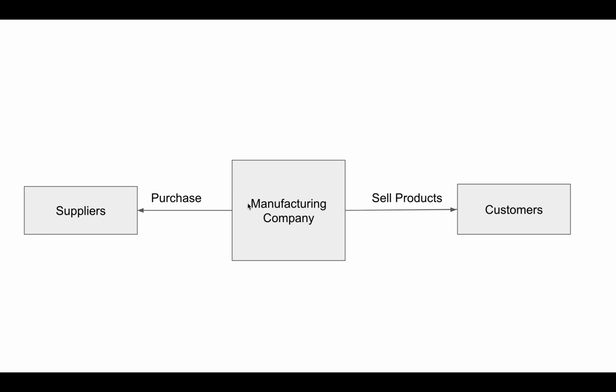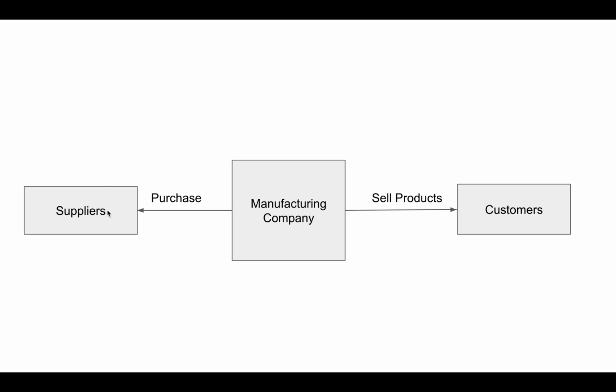Okay, so here the manufacturing company purchases raw materials from different suppliers. All this process of purchasing raw materials is a set of activities, a procurement process. Call it a process. Purchasing raw material is one process. Here, selling product is one process.